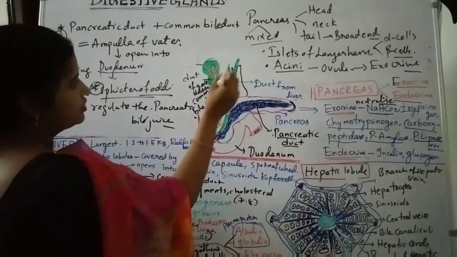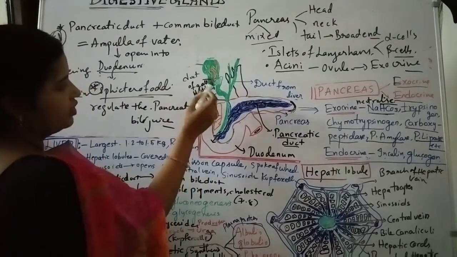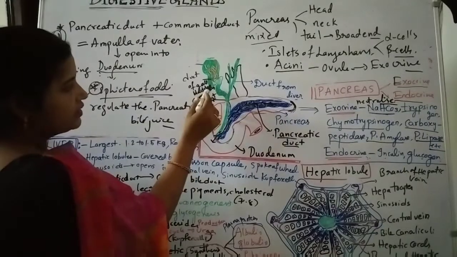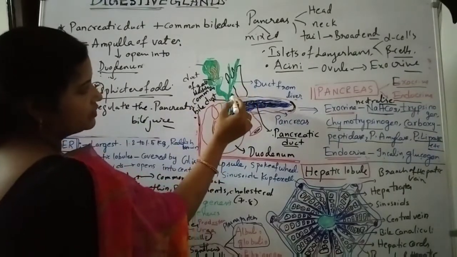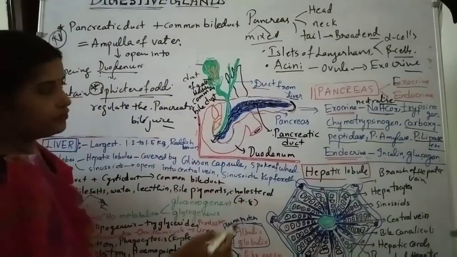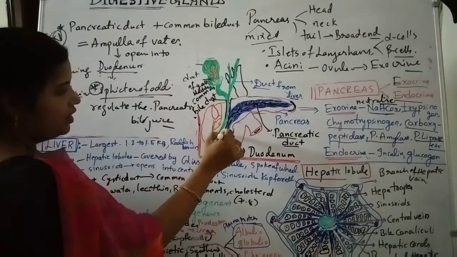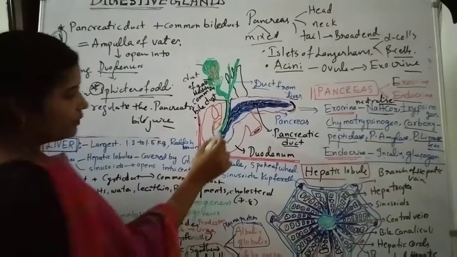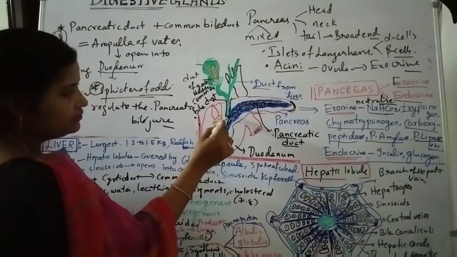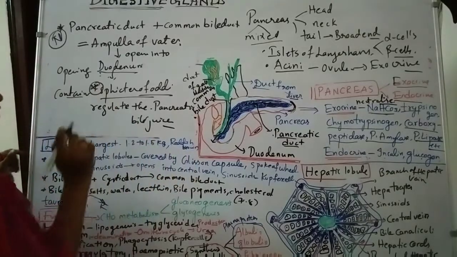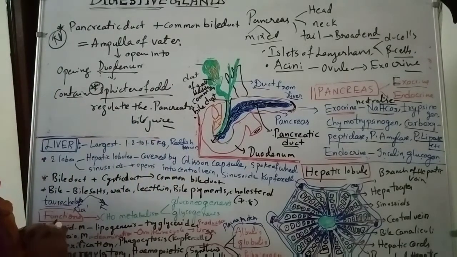See this portion, this is known as the gallbladder. The duct of green color will be the duct of the gallbladder. This duct of the gallbladder, along with the duct of the liver, together forms the common bile duct. This common bile duct combines with the pancreatic duct, and together it forms the ampulla of Vater, and that is about the pancreas.